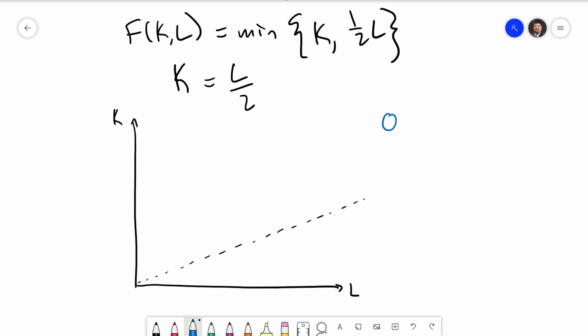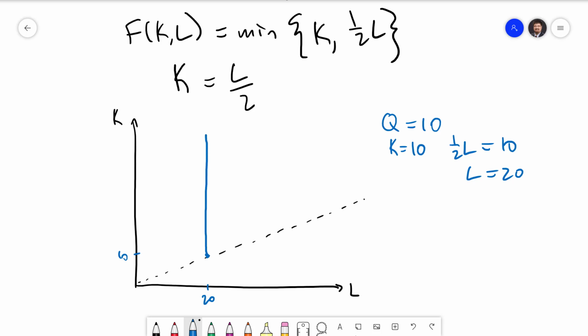Let's start with an isoquant for Q equals 10. The efficient way to produce 10 units of output will be to have K equals 10 and 1/2 L equals 10, which means L will be 20. Graphing this out, we have something like this, where the corner of the isoquant will be right here, and then the isoquant will have an L shape.